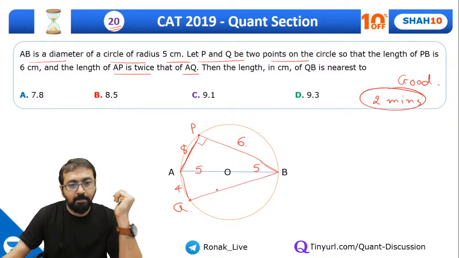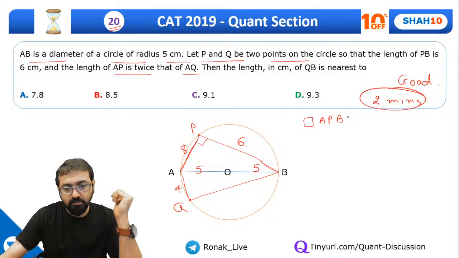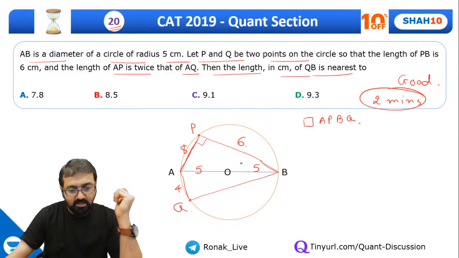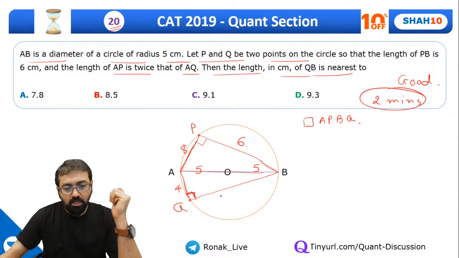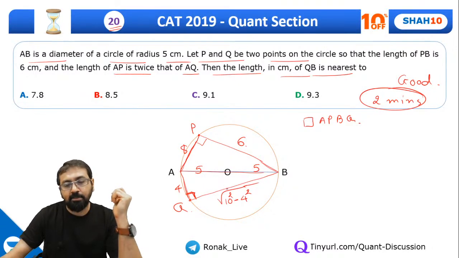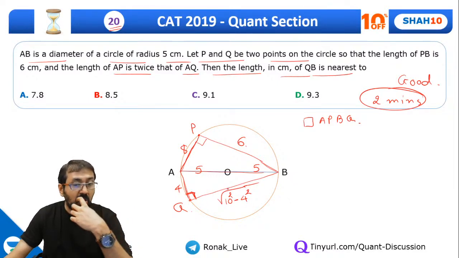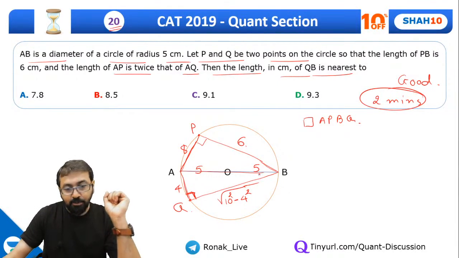Let me connect it over here. Acha, what is quadrilateral APBQ? It's a cyclic quadrilateral, remember that. We need to find the length of QB in centimeters. Can I say it's very simple? This complete is 10. Once again, this angle has to be 90. This is 4, so this one should be 10 square minus 4 square, because we need to find this side. Sorry, hypotenuse is AB, so yes, this is correct. 10 square minus 4 square.